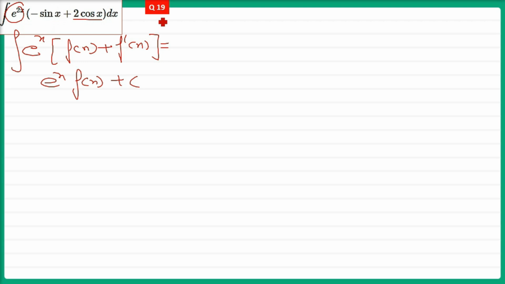Either you can take 2x as t and then reformulate this as negative sin x plus 2 cos x. But what we will do here is take e raised 2x cos x equals t. This is just something I have known by experience. So e raised 2x into cos x will be taken as t, and you see what you are going to get. We'll differentiate both sides.